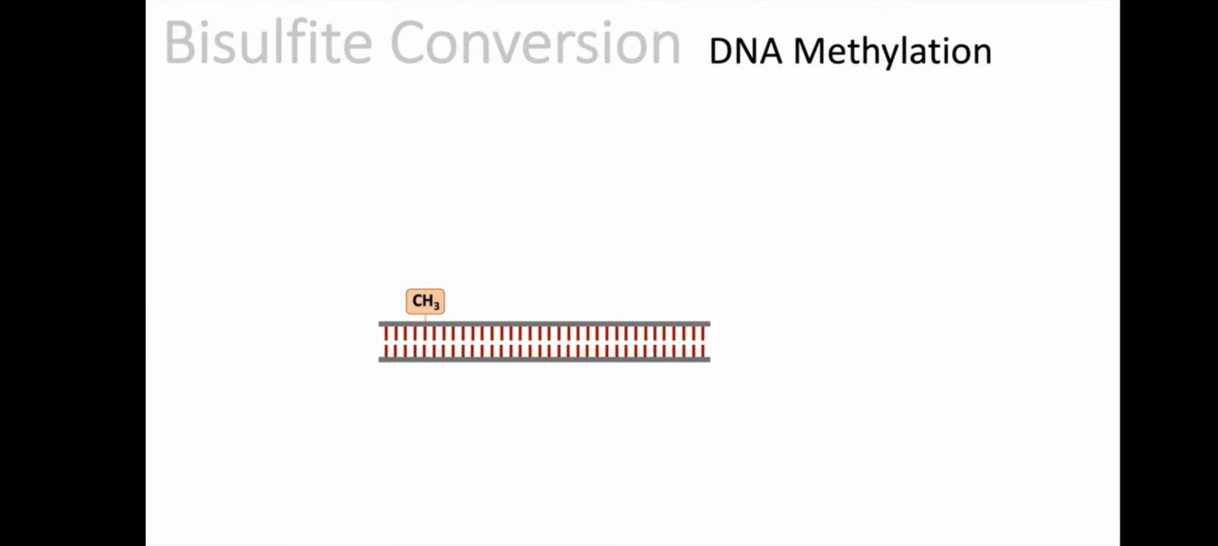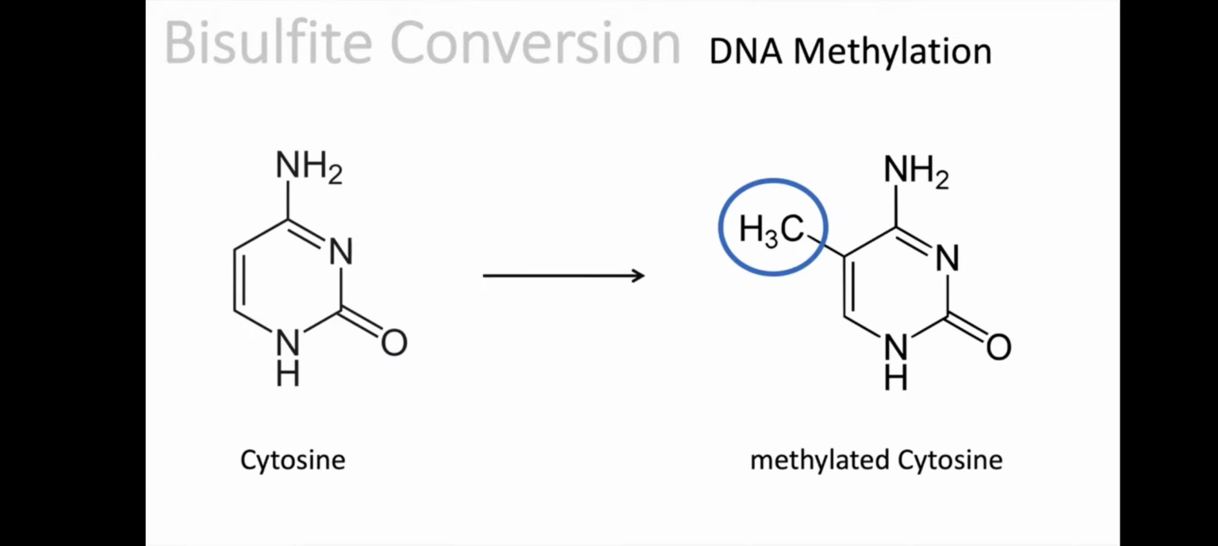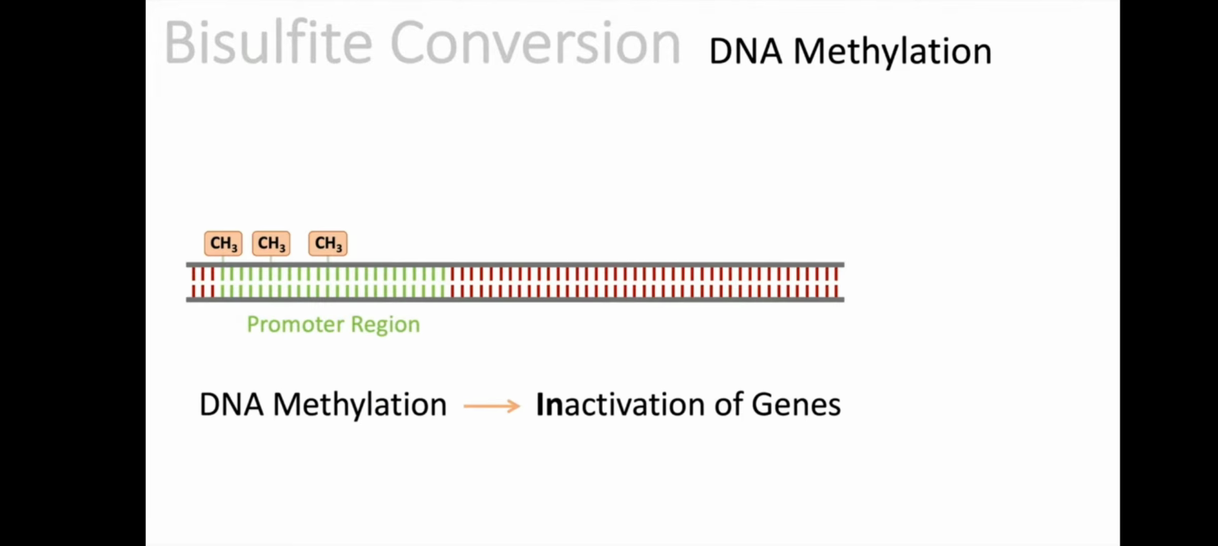DNA methylation is one of the most abundant phenomena in epigenetics. In most animals, DNA methylation occurs on a cytosine, so cytosines can be methylated. Here we show a gene sequence. In green, we have the promoter region. We see that in the promoter region we have DNA methylation, so cytosines in this region are methylated. This usually leads to the inactivation of genes. In this scenario, genes are not transcribed anymore.